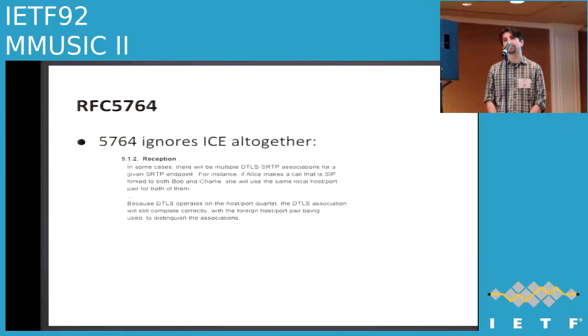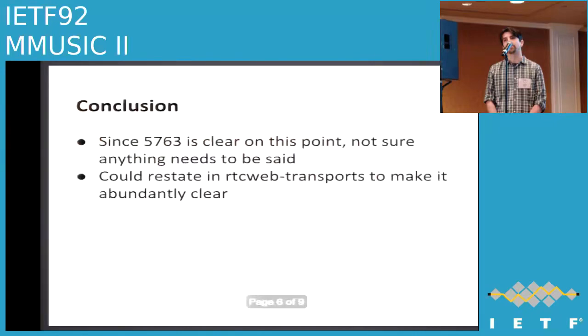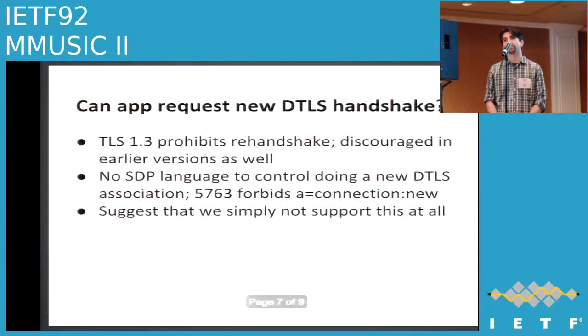Okay, so how do we do a new DTLS handshake? TLS 1.3 says no renegotiation in the TLS protocol. This is also being discouraged for earlier versions. We don't have any way in SDP to say, hey, do a new handshake for an existing connection. 5763 explicitly prohibits the a=connection:new attribute. I think we shouldn't worry about this. There's no clear reason to do this. Next slide. Forking, you can have this sort of situation occur. If you get a new remote ufrag on ICE, you basically throw away your existing state and create a new ICE and DTLS state. I think that can work just fine.